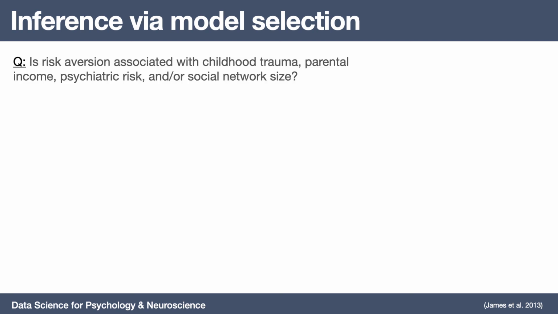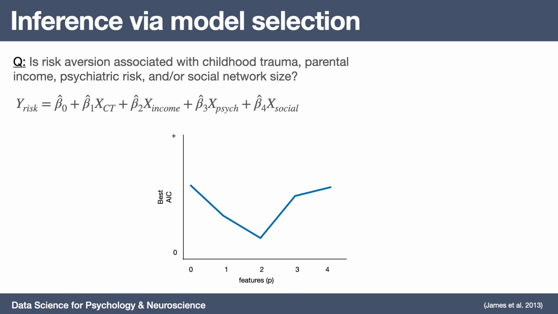So for example, let's say that I was trying to ask if risk aversion is associated with childhood trauma, parental income, psychiatric risk, and/or social network size. So the model would look something like this. I have a Y that is risk aversion, and I could include childhood trauma or parental income or psychiatric risk or social network size in my model. So I would use, let's say, a forward or a reverse stepwise selection procedure here, and it would say that the best model is a model that just includes childhood trauma and psychiatric risk scores.